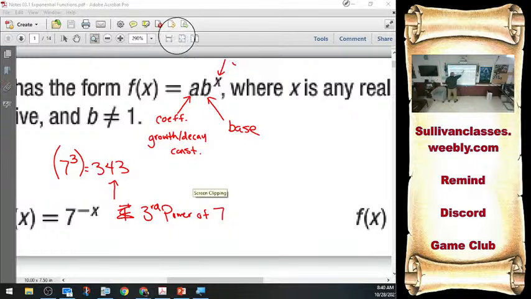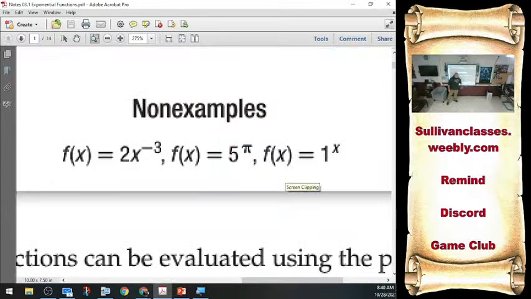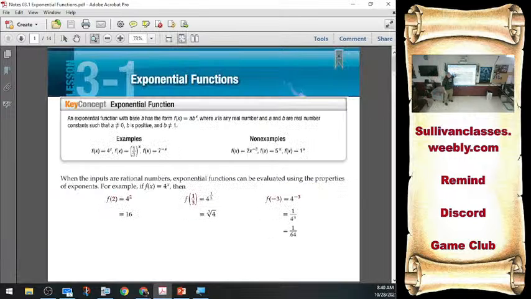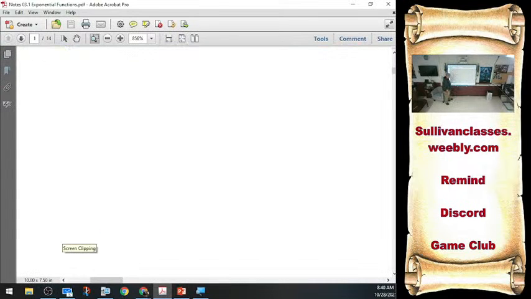So, exponential functions. They give you examples and what's not an example. Just because it has an exponent in it doesn't mean that it's an exponential function. It has to have the variable up in the numerator. We know how to do exponent stuff. Yay.